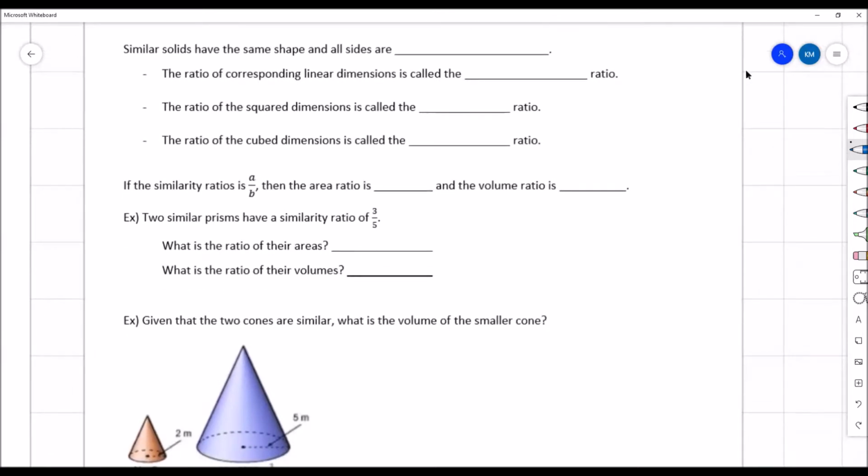All right. Remember that we talked about similar figures last semester. Similar solids have the same shape and all sides are proportional. So very similar to when we talk about similarity, we're talking about proportionality. The ratio of corresponding linear dimensions is called the similarity ratio. The ratio of the squared dimensions is called the area ratio. And the ratio of the cube dimensions is called the volume ratio.